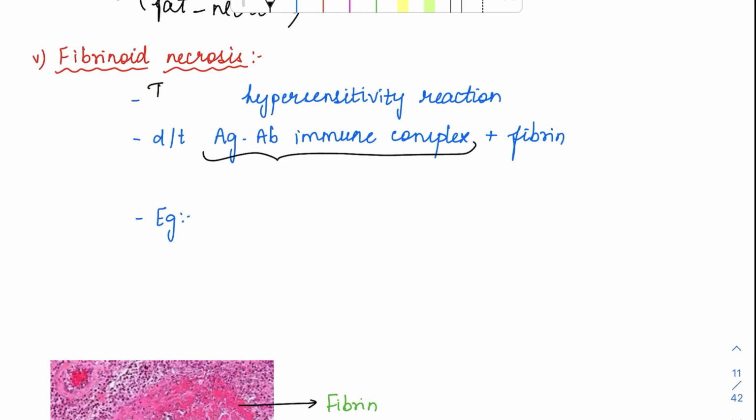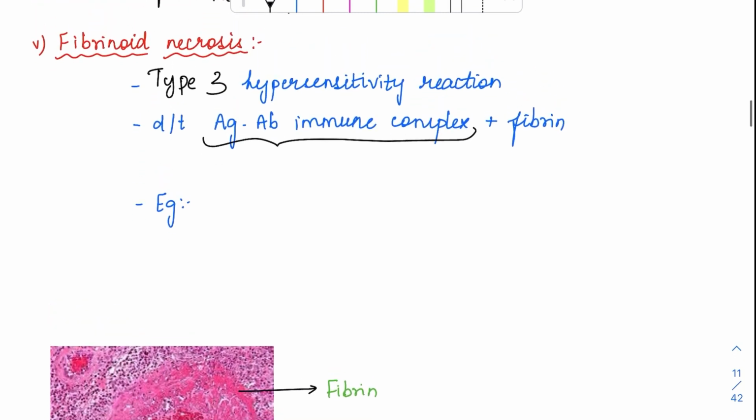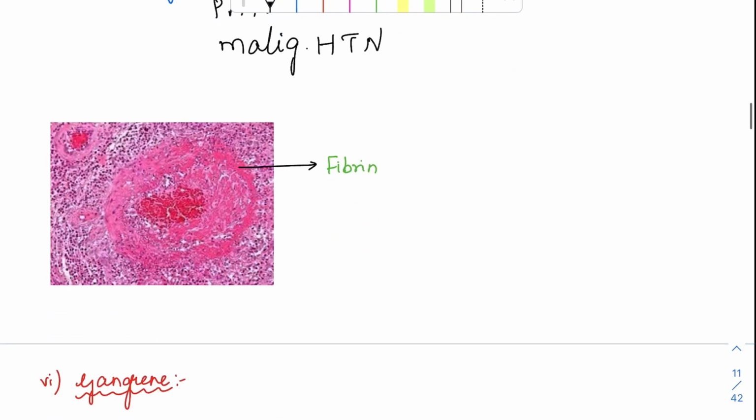This is what we call fibrinoid necrosis. It is classically seen in type 3 hypersensitivity reaction. What are the examples? The same examples of type 3 hypersensitivity reaction we can give here also. Systemic lupus erythematosus, polyarteritis nodosa, malignant hypertension. All of this is associated with fibrinoid necrosis.